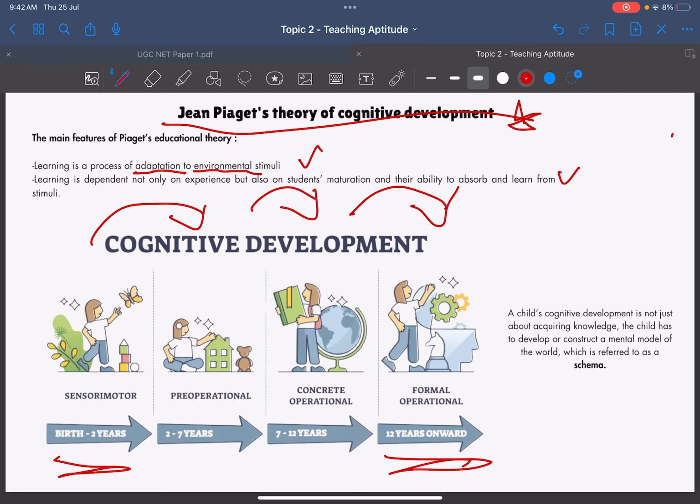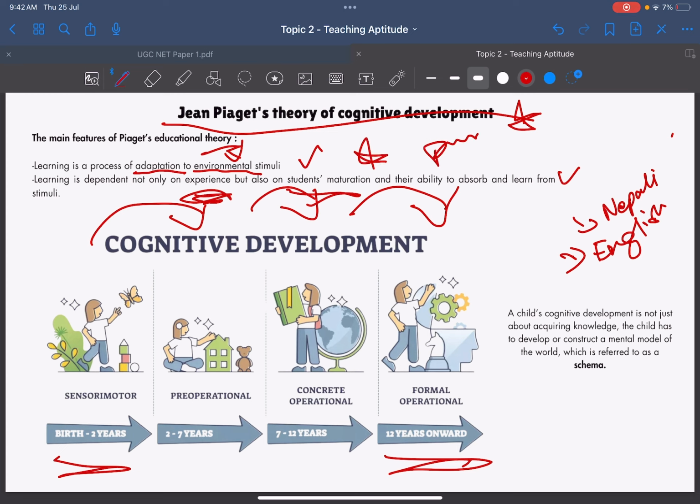So someone who's born in Nepal would learn to speak Nepali first, and someone who's born in the US would learn to speak English first, right? That's our mother tongue. So we are learning to adapt to the environment. Next, learning is dependent not only on experience, not only on the environment, but also on the student's maturation.